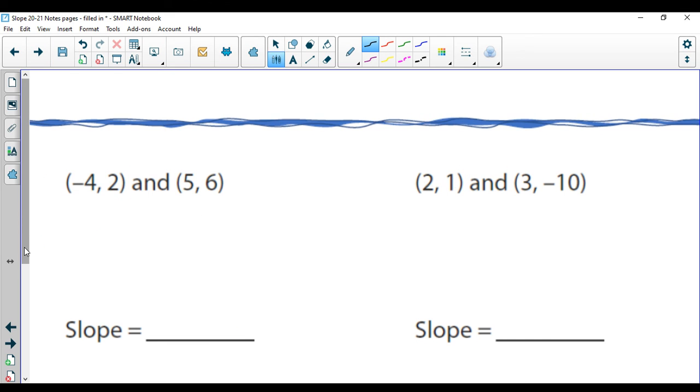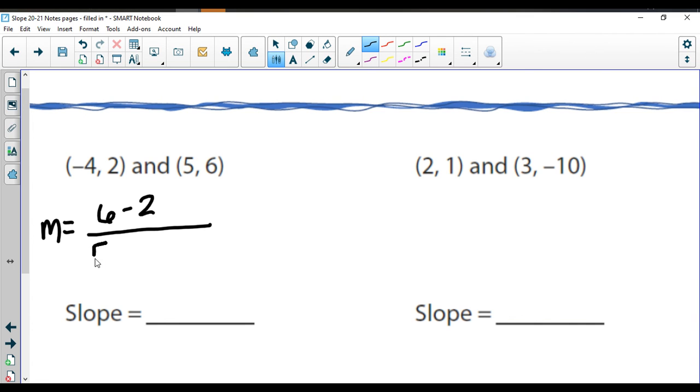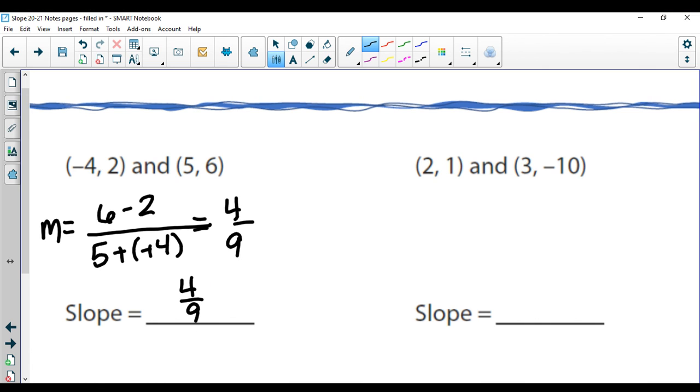Go ahead here on this next example, write out your m equals, showing your subtraction problems, and then you'll go ahead and figure out what is your final slope. So for this one in the first part, I'm going to do 6 minus 2, and on the bottom, 5 minus a negative 4. 6 minus 2 will give me 4. 5 minus a negative 4 will give me 9. So my slope is 4/9.